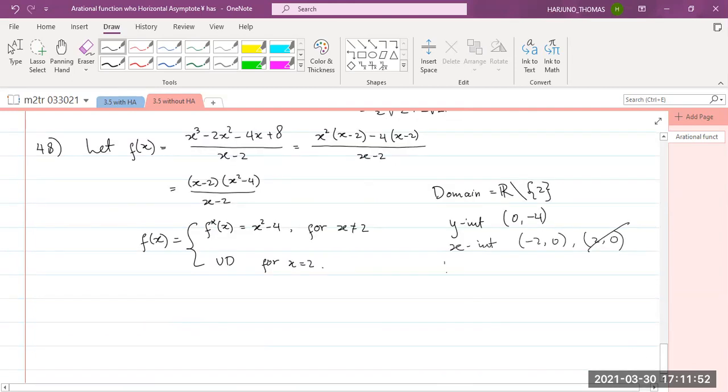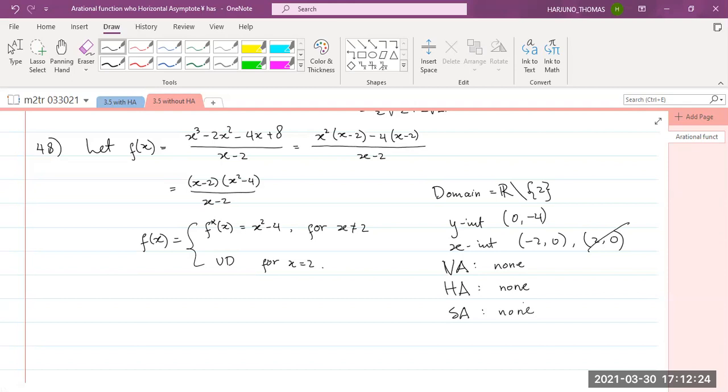Do we have horizontal asymptote, vertical asymptote? None. Why not? Because in the simplified version, we don't have any 0 on the denominator. How about horizontal asymptote? None. Also because the degree on the top is more than the degree at the bottom. Do we have slant asymptote? We also have none, because the degree on the top is not 1 more than the denominator. The difference of the degrees is 2 or more.